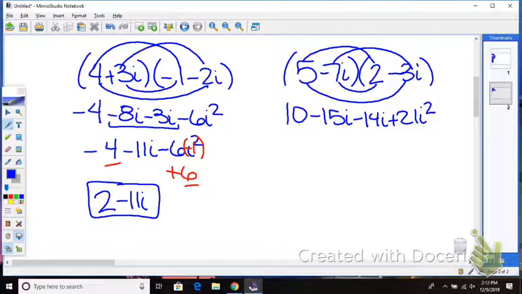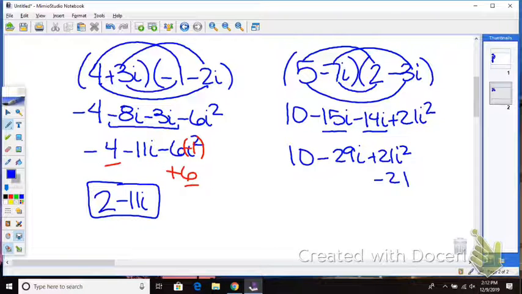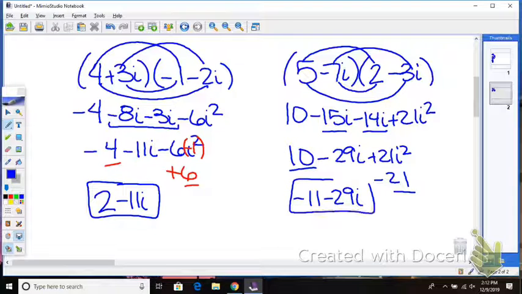Okay, so I got a 10, a negative 15i, negative 14i, and positive 21i squared. Do you guys agree? Okay, so I need to combine like terms here. These two both have an i, so that gives me 10 minus 29i plus 21i squared. What does the i squared equal? Negative 1. So what does this positive 21 become? Negative 21, which can combine with the 10. So that gives me a negative 11 minus 29i. We good with that?